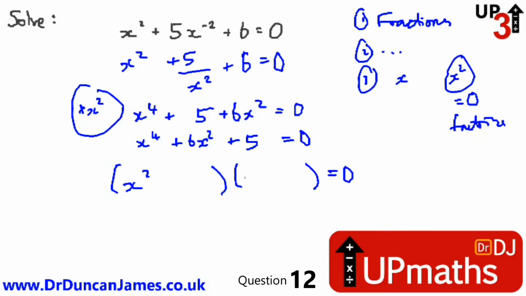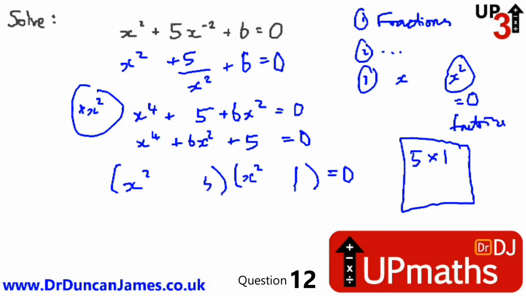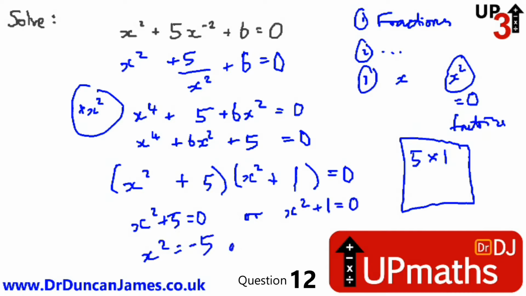To make the x to the 4, we need an x squared times an x squared. To make a 5, well, we could do 5 times 1. Well, actually, that's it, because it's a prime number, so let's just go with it, and presumably that's going to work. If you multiply that out, yes, it does work. So then we get x squared plus 5 equals 0, or x squared plus 1 equals 0. So that means that x squared equals minus 5, or x squared equals minus 1.